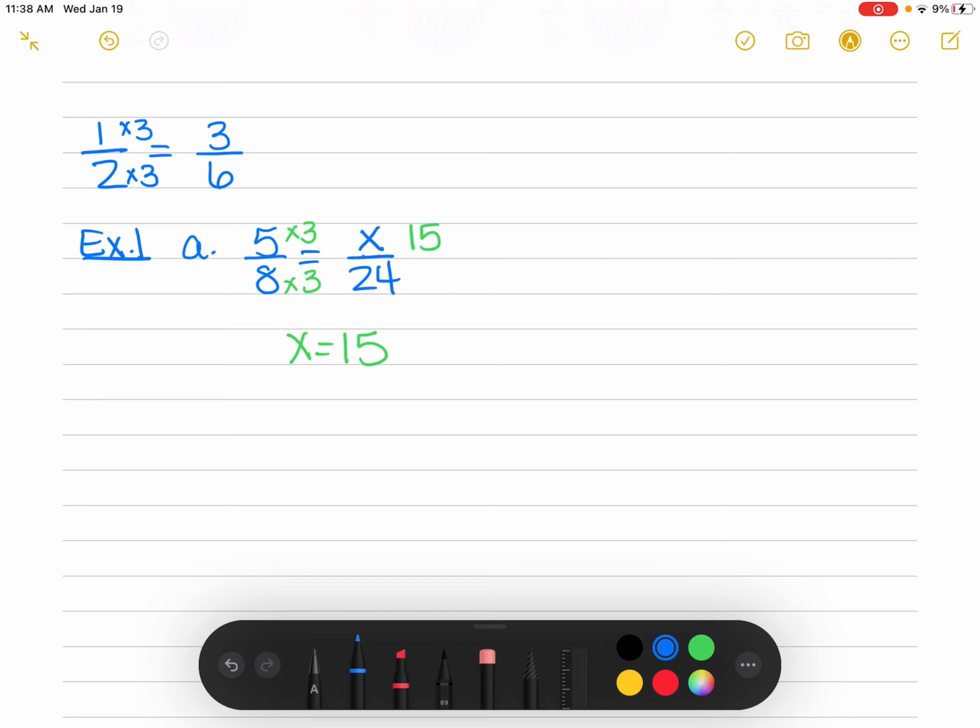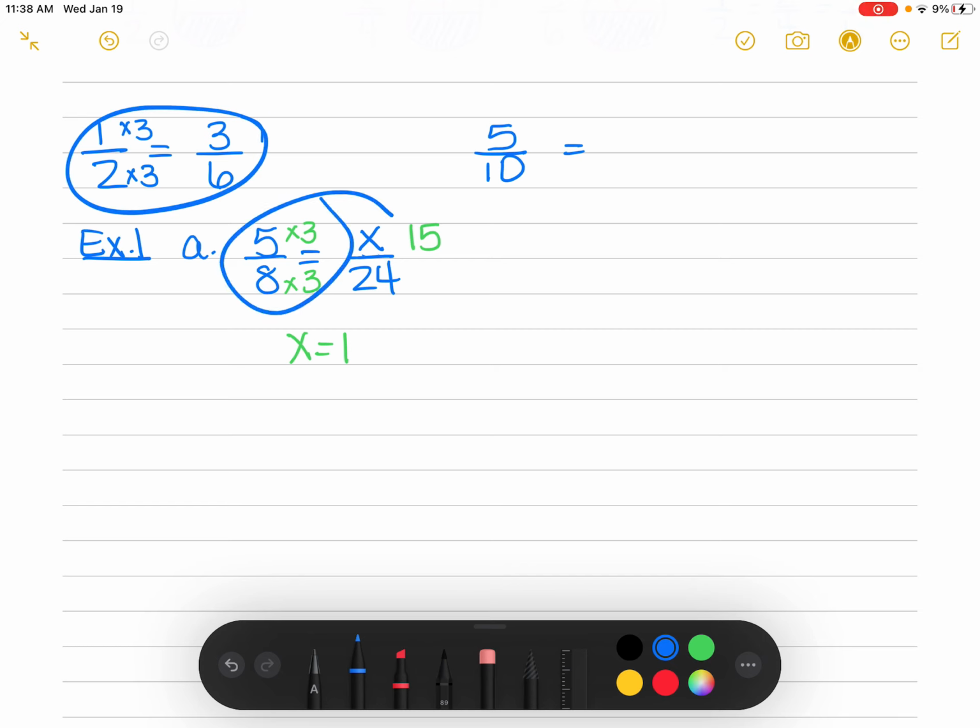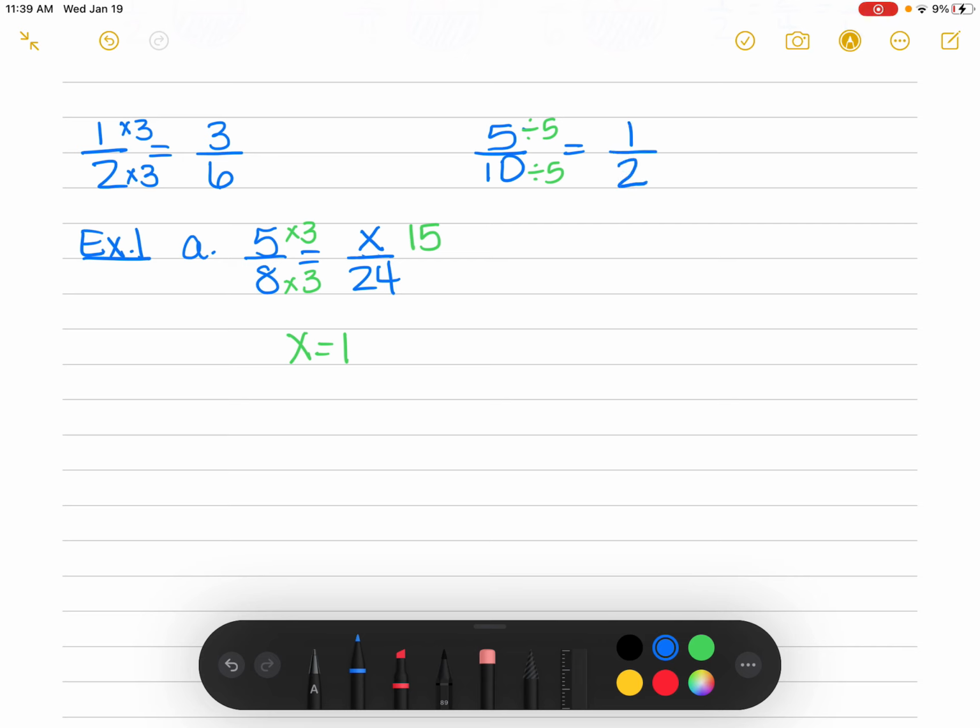Okay, let's go back up here where we did this, and I'm going to show you a different thing. What if I had 5/10 and I wanted to make that an equivalent fraction? Well, right here and right here, we did times. Let me show you how to do it with divide. I can take this and divide by a number also. So I can divide by 5, divide by 5. And that will give me 5 divided by 5 is 1, 10 divided by 5 is 2. So that means 5/10 and 1/2 are equivalent fractions. Okay, so that's kind of what we're going to do in part B of example 1.